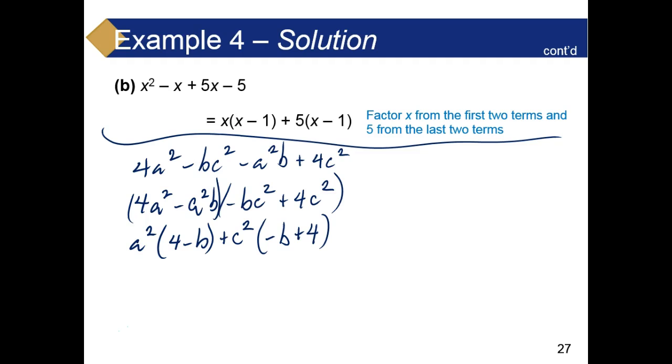This is indeed the same as that. It's just in a different order. This is 4 minus b. This is minus b plus 4. So those are the same terms, so you can factor it out. Okay? That's why I said it may have been a little better if you had rearranged this and led off with your 4, just like we had up here, plus 4c squared minus bc squared, then it would have looked just like this.